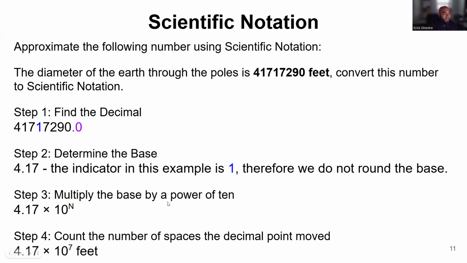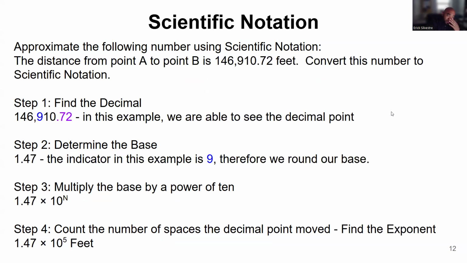Then I'm going to multiply that base by a power of 10. So my step number 3 is multiply by a power of 10. And then I'm going to count the number of spaces that the decimal moved to identify what my exponent is. Since my decimal was at the end and it moved to after the first non-zero number, I start counting from here. 1, 2, 3, 4, 5, 6, 7. All right, so we know that the exponent will be 7. So if I want to approximate this number in scientific notation, I have 4.17 times 10 to the 7 feet. That is the diameter of the Earth through the poles.